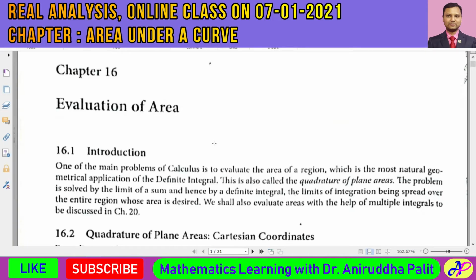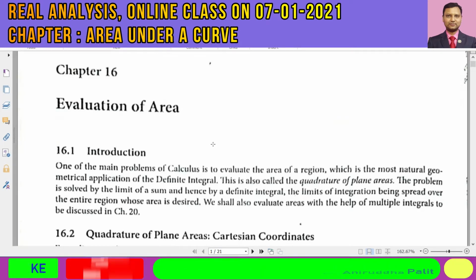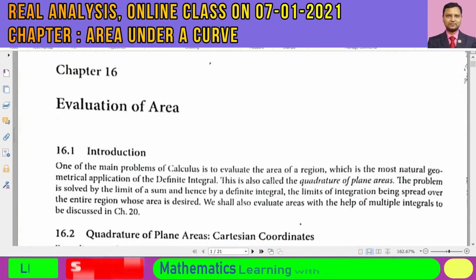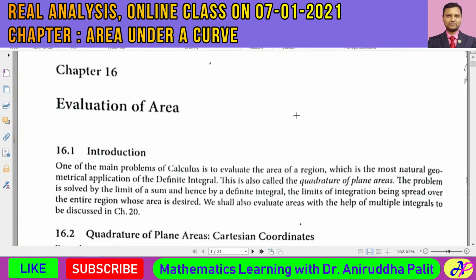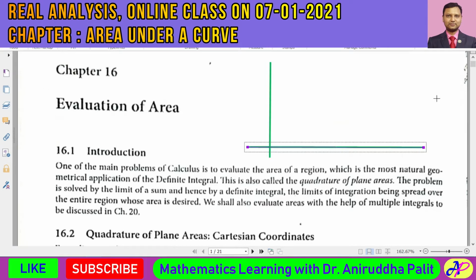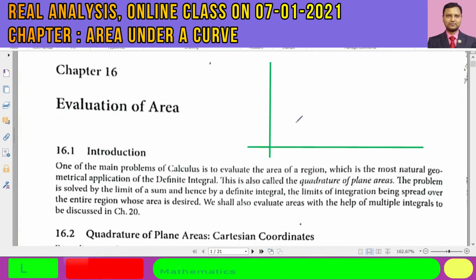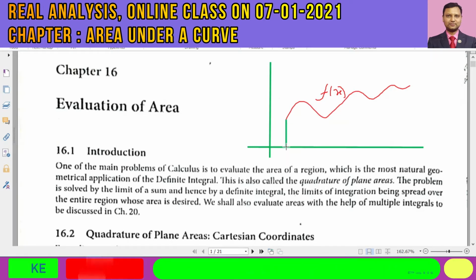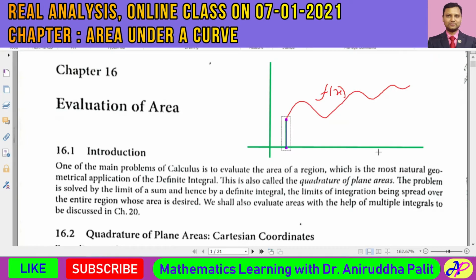Hello everybody. Let's start this chapter, area under a curve. Over here, generally in class 11 and 12, you have this kind of idea to find the area under a curve. Suppose these are two axes, x-axis and y-axis, and suppose that we have a curve, a curve of a function like f of x.